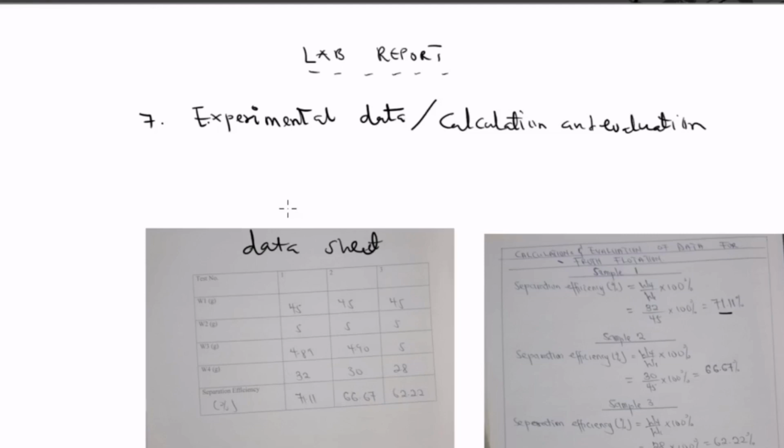This calculation and evaluation and experimental data will help you to generate your result and discussion. So make sure that you pay attention when doing this, because when you get it wrong, your result and discussion will also be wrong. So be careful when generating your data sheet or filling in your data sheet, right?